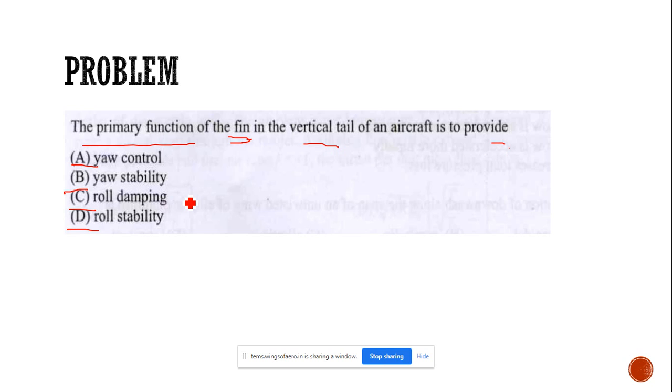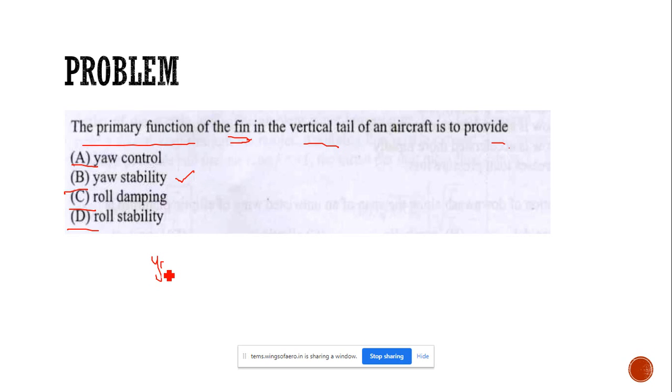Rudder is for... elevator is for pitch stability. And the aileron is for roll stability. Therefore, the answer is yaw stability. Here we have the answer is B, yaw stability.